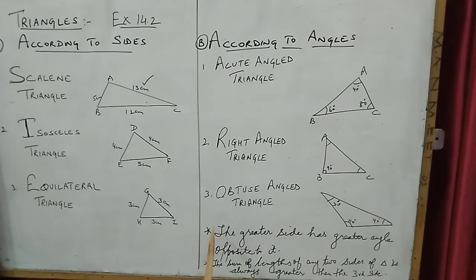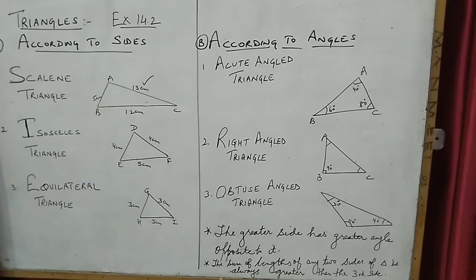Now children, there are 2 points to be noted down in your mind. First is that the greater side has the greater angle opposite to it. Whenever you see a triangle, I will take this triangle for example. Which is the greater side? 13 centimeter. This is the greater side. Opposite to this side is which angle? B. See, opposite to this is B. So the greater side has the greater angle opposite to it. So this will be the greater angle.